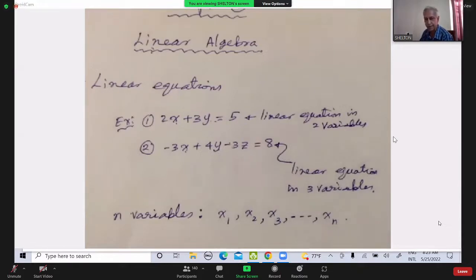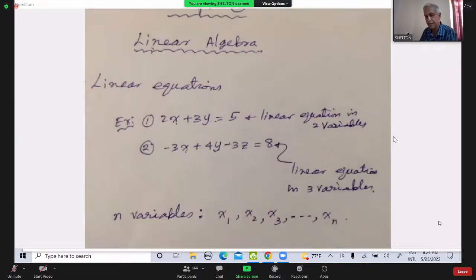That is the number of variables. The variable consists of two pieces, no? X and then this number, the subscript. So first variable x1, second variable x2, x3, and nth variable xn. Okay, so that is how you denote n variables.